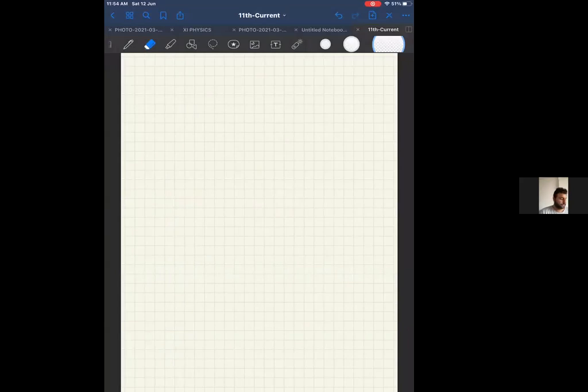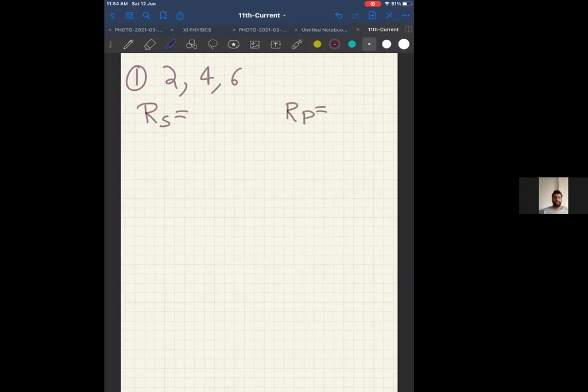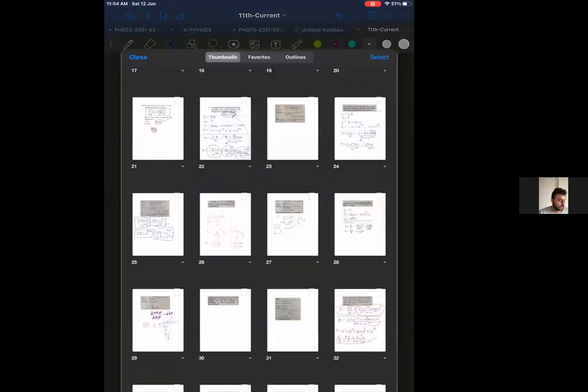Now, listen. 3 resistances of value 2 ohm, 4 ohm, 6 ohm are connected in series and parallel. Tell me what is the value of the equivalent series resistance and the equivalent parallel resistance. This is the question. There are 3 resistors, 2 ohm, 4 ohm, and 6 ohm. First, they are connected in series and then they are in parallel. I'll show the last image once again.